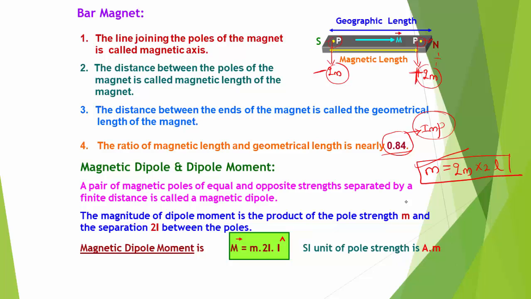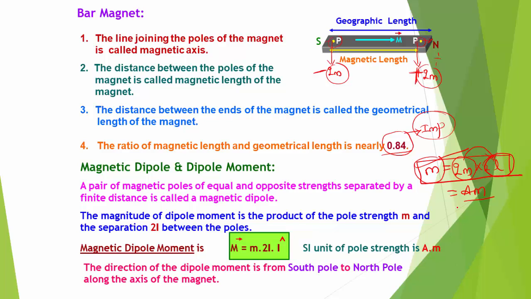Two poles separated by a small distance or finite distance is called magnetic dipole, and the magnetic dipole moment means it is the product of strength of the either pole, QM. We take it as QM or as M. The product of strength of the either pole and magnetic length is called magnetic dipole moment, and the SI unit is ampere meter. Ampere meter.